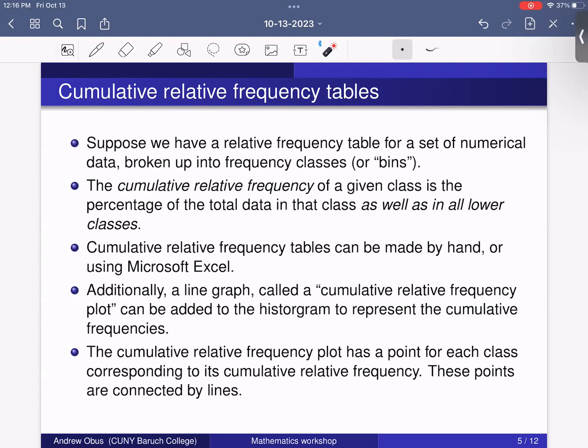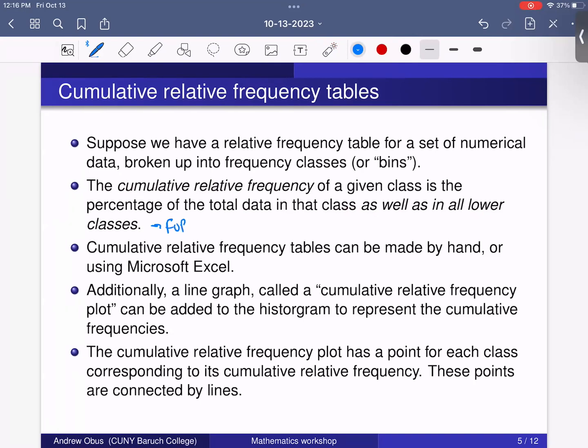So we know what the relative frequency of a given class is. It's the number of measurements in that class divided by the total number of measurements. That's just the relative frequency. The cumulative relative frequency in a given class is the percentage or the proportion of the total data in that class, as well as in all lower classes.